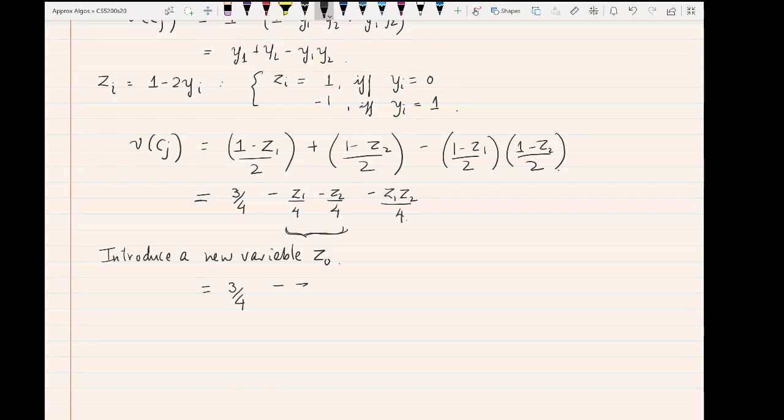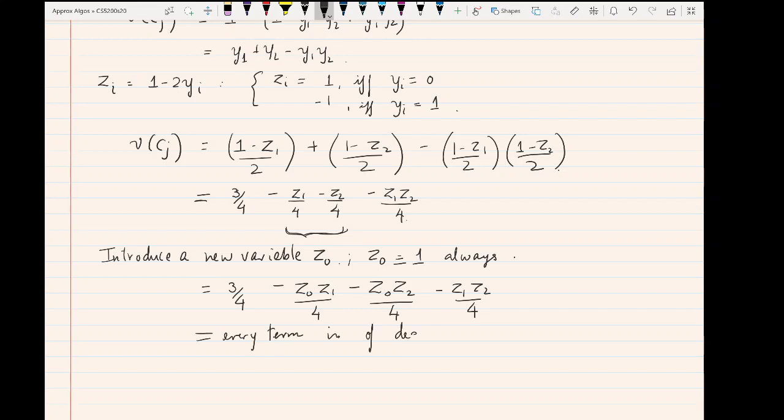And you can write this polynomial as the following. Okay. Now with this new variable z0 added in, every term is of degree either 0 or 2. Okay, and therefore now we can relax it.